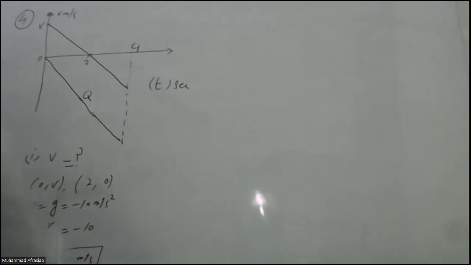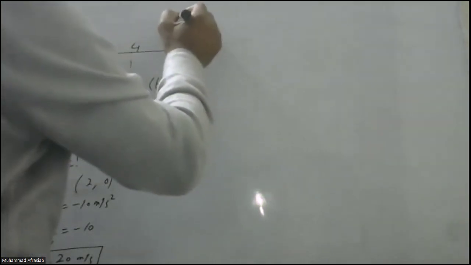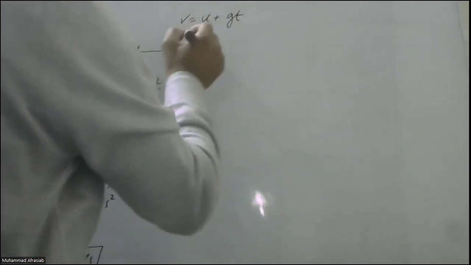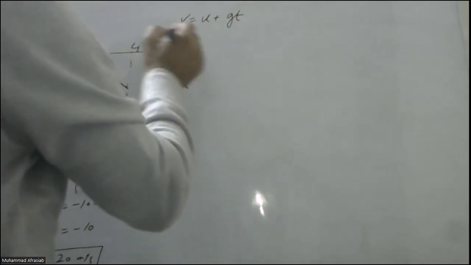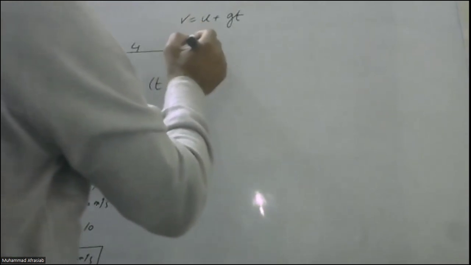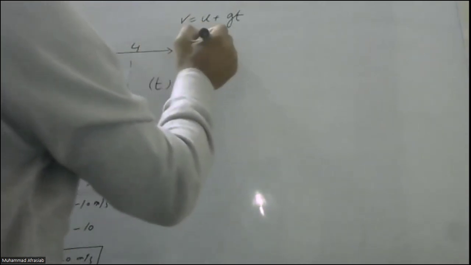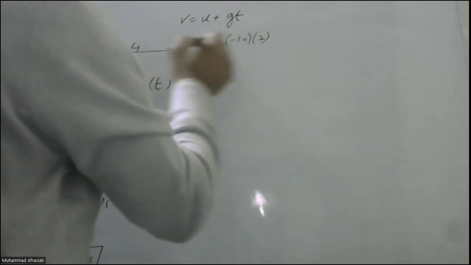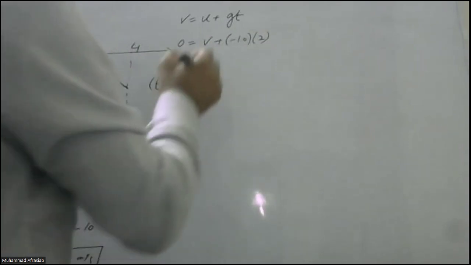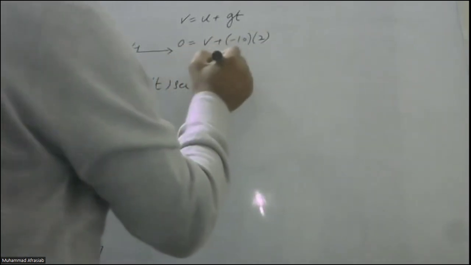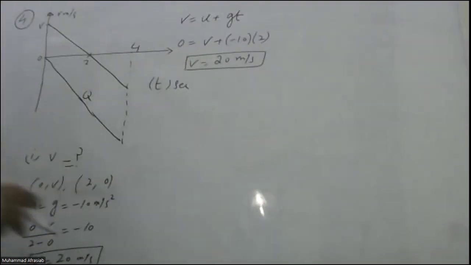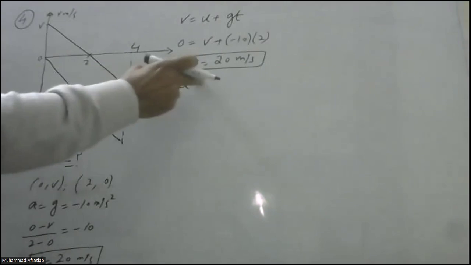Or you can use the second formula, v is equal to u plus gt, to find out the value of v. Here u is v, g is minus 10, and the time is 2, and the final velocity is equal to 0. So v is equal to 20 meters per second. So either use the gradient formula or you can use this equation of motion.